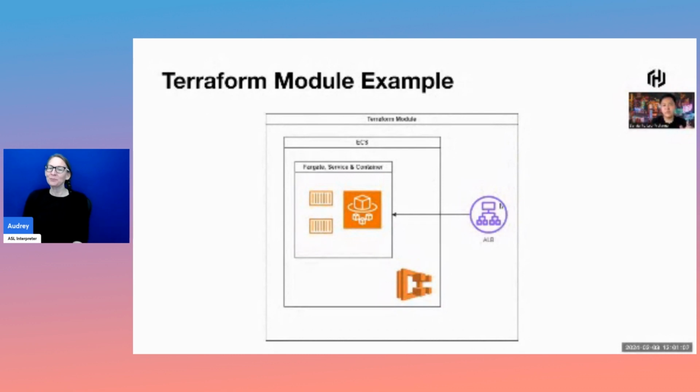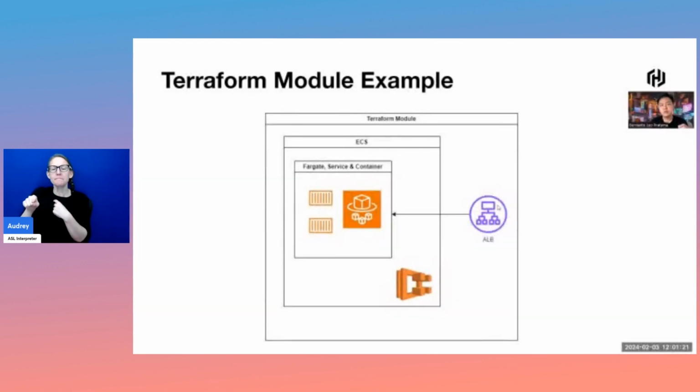So I only have an application load balancer, and it will direct the request to Elastic Container Service. So basically, you only have two resources. But Elastic Container Service itself has many resources, right? For example, you have Fargate, and then the service, and also the container itself to store the application. This also has some networking, but I won't explain it.